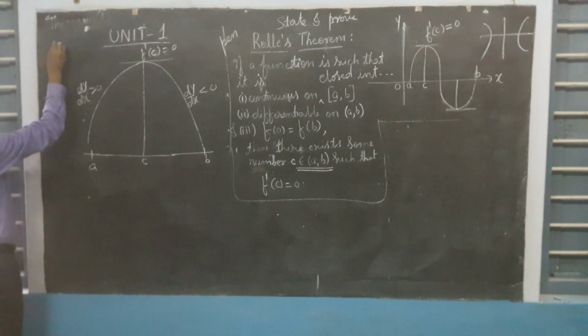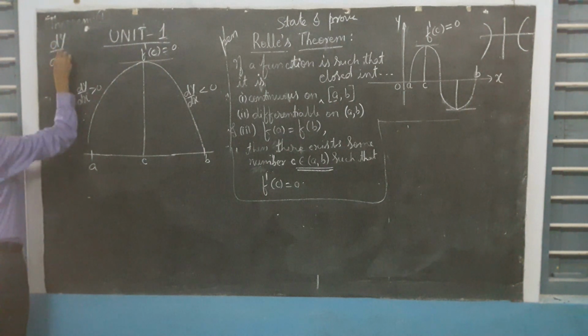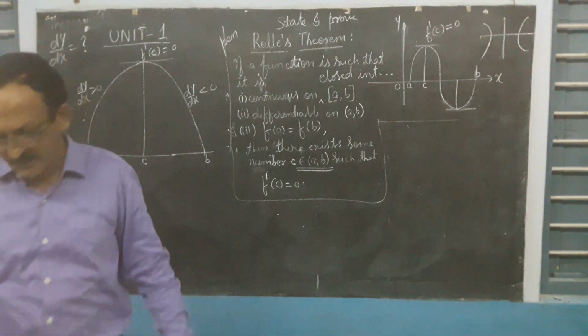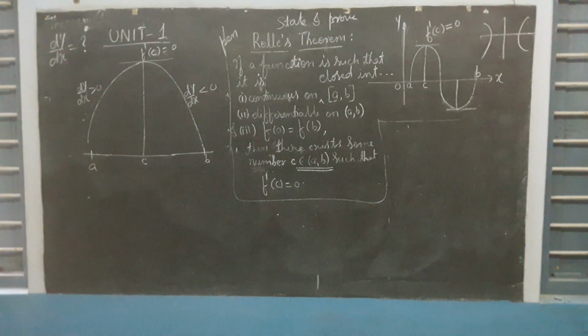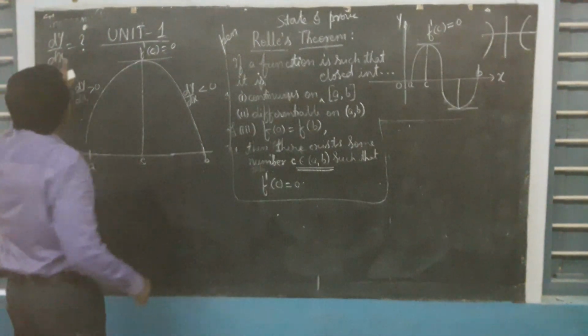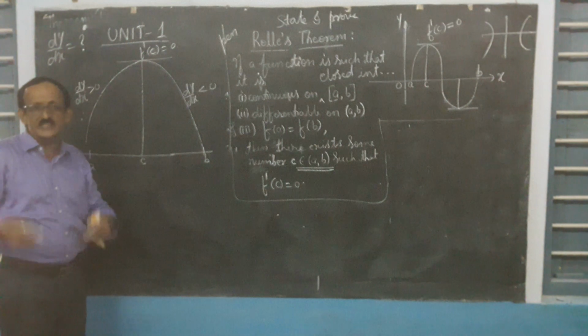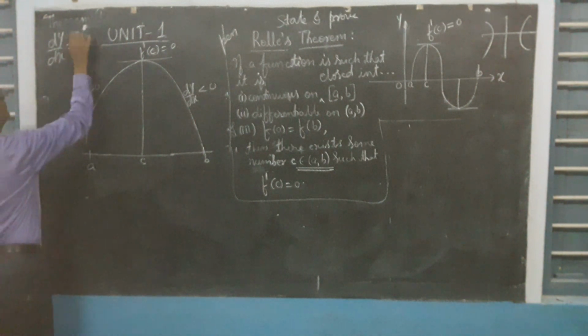You tell me now, geometrically what do you mean by dy by dx? Dy by dx stands for the slope of the tangent. M equal to tan theta, the slope of the tangent.